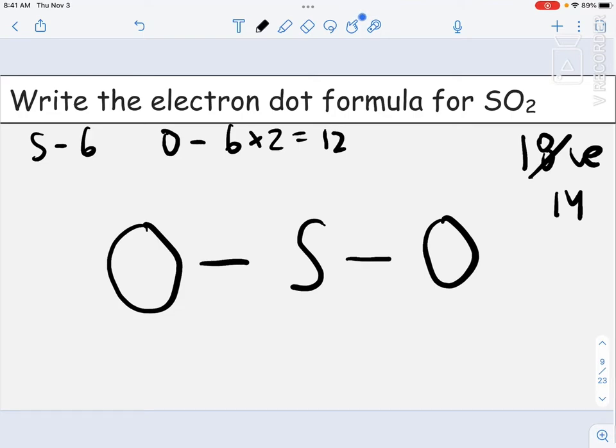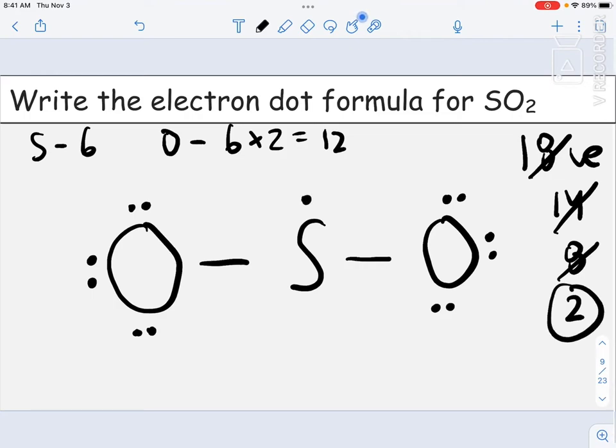So go ahead and place electrons around the outside atoms until they have an octet. I'm going to start with the left-hand oxygen. This now has an octet, but there's 8 remaining valence electrons because I used 6. Oxygen on the right, I give it 6 valence electrons to give it an octet. I'm left with 2. I'm going to place these 2 remaining electrons with the center atom.